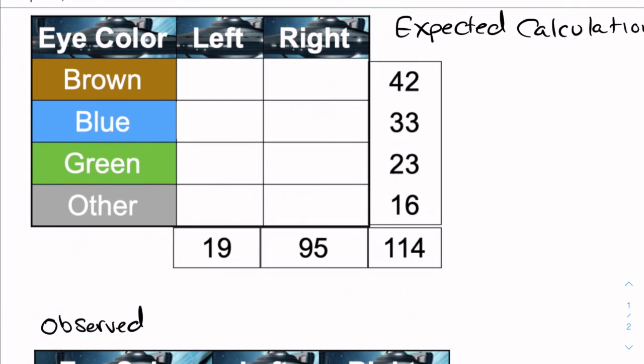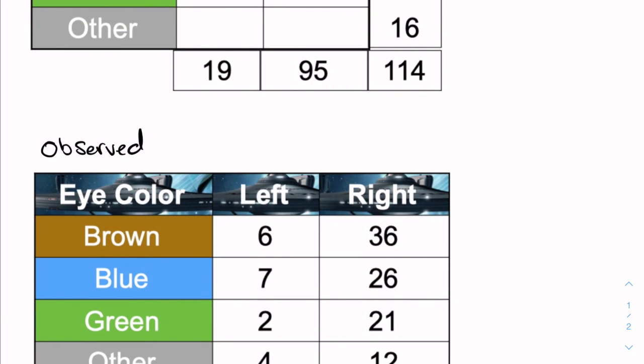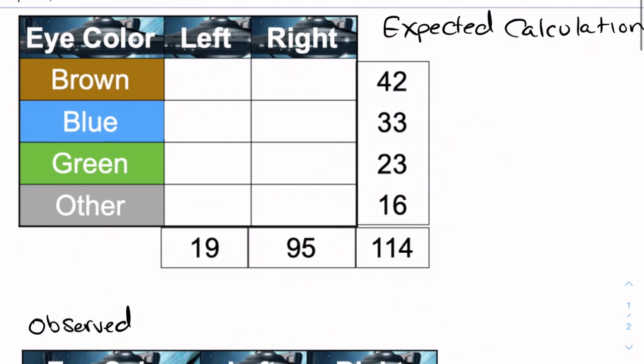First we need to take our table, and we have eye color and left or right-handed. If we summed up each one of the rows, 6 plus 36 is 42, 7 and 26 is 33, 23 for green, and 16 for other. Likewise, if we calculated the columns, we would get 19 left-handed and 95 right-handed. To calculate the expected value, if you forgot, we take the column total times the row total and divide that by 114, which is the grand total.